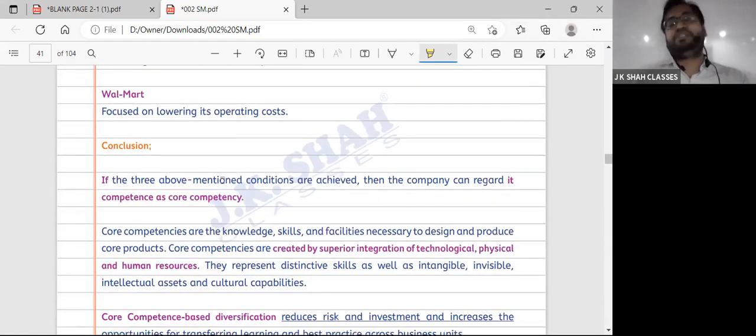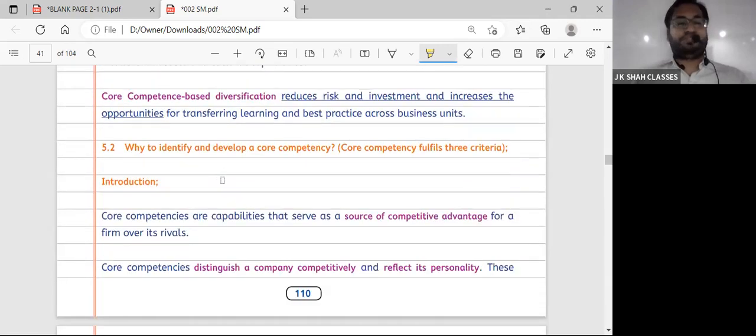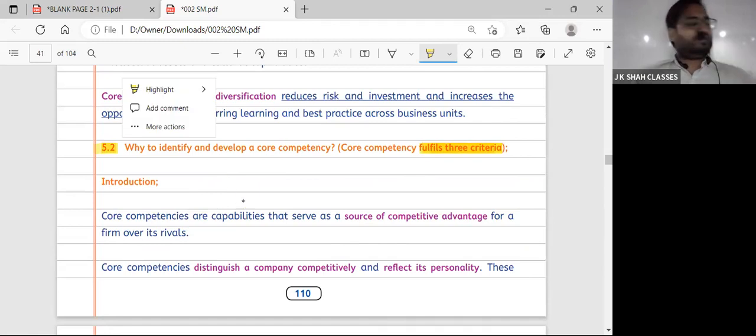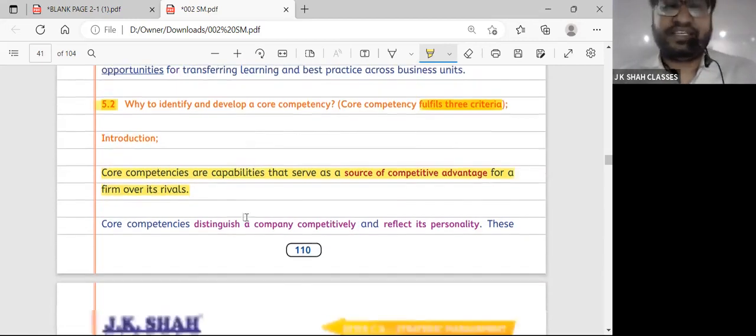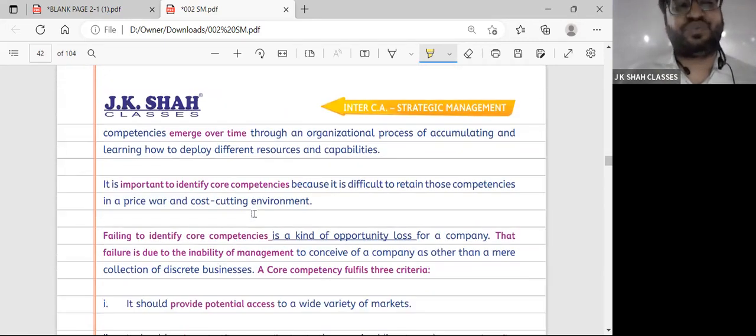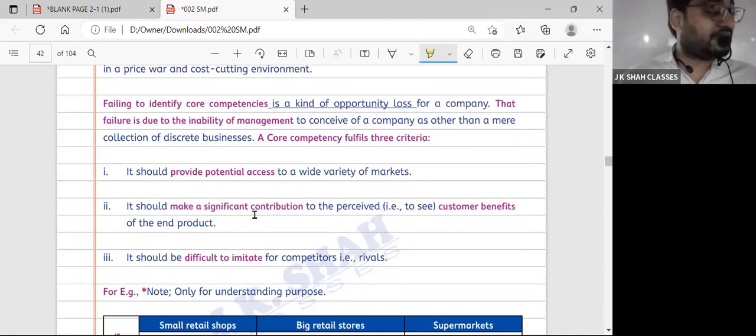A few examples, you read those examples. Criteria 5.2. Now, all this is an introduction. Look at this. Core competences are capabilities that serve as a source of competitive advantage for a firm over its rivals. You all understood this sentence, right? Now, others you can read. This is your main answer, guys. This is your main answer.